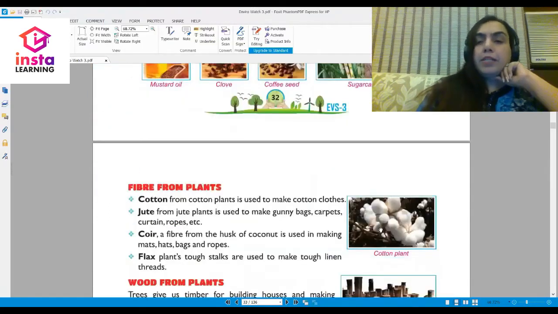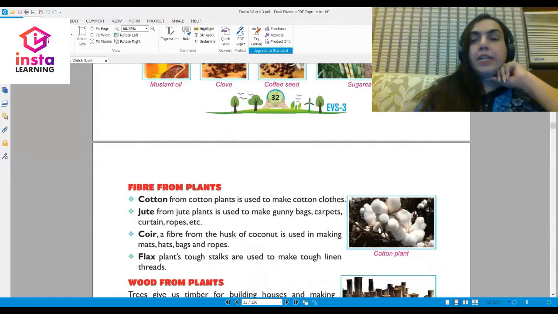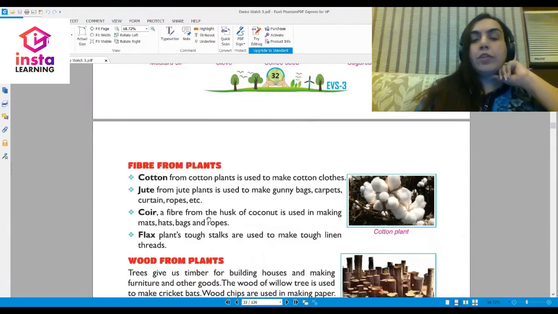Fiber from plants. Fiber is basically the basic element from which cloth is made. Cotton comes from cotton plants and is used to make cotton clothes. Jute from jute plants is used to make gunny bags, carpets, curtains, ropes, etc. Coir is a fiber from the husk of coconut and is used in making mats, hats, bags, and ropes. Flax plants' tough stalks are used to make tough linen threads.